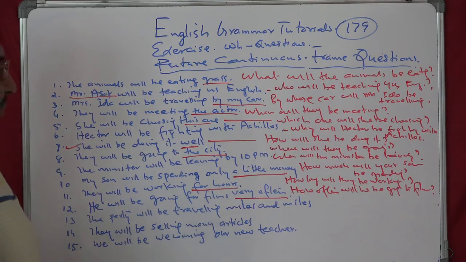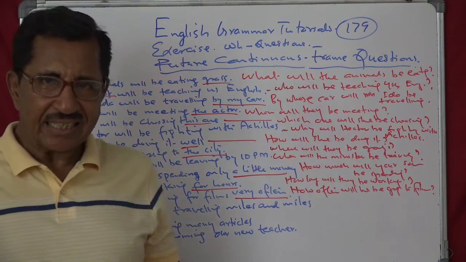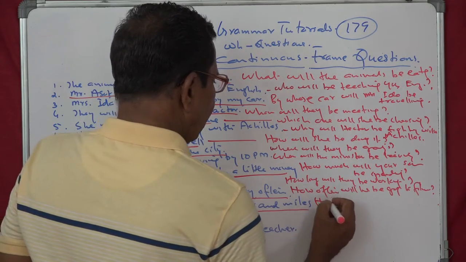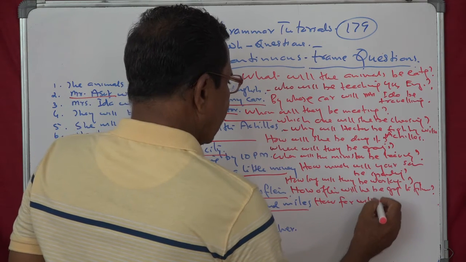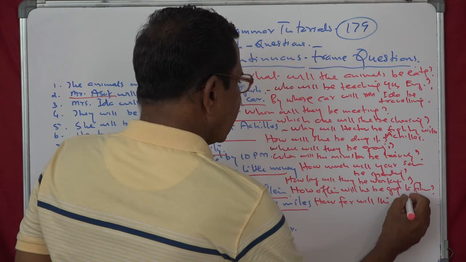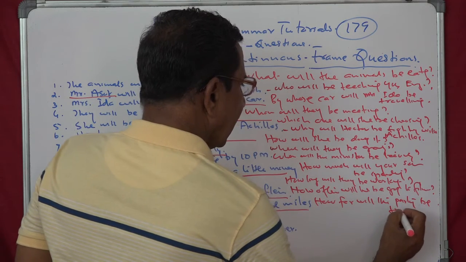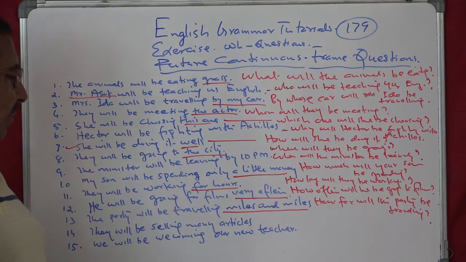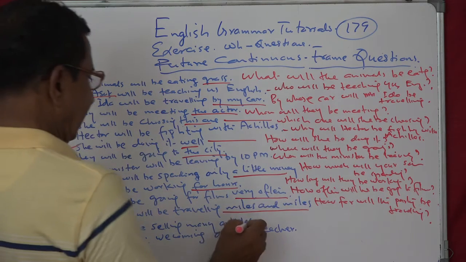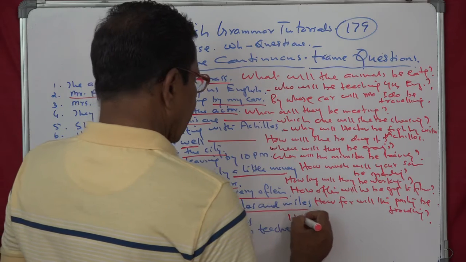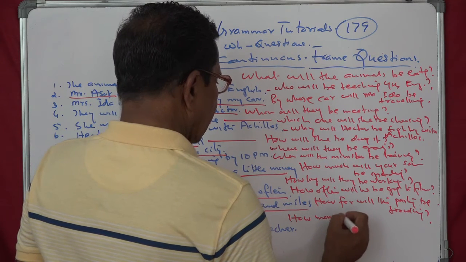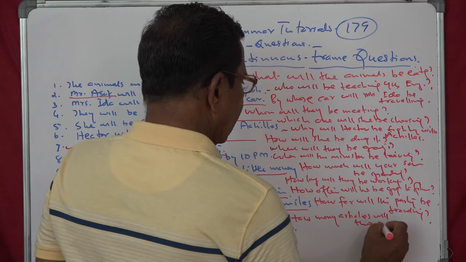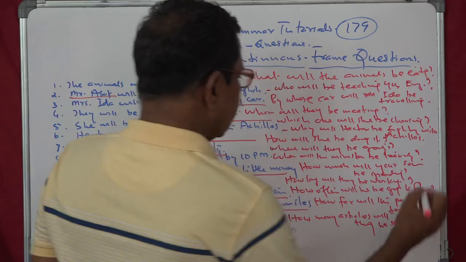Thirteen. The party will be traveling miles and miles. Distance. How far? So how far will the party be traveling? And then fourteen. They will be selling many articles. How many articles? Number, no. So how many articles will they be selling?